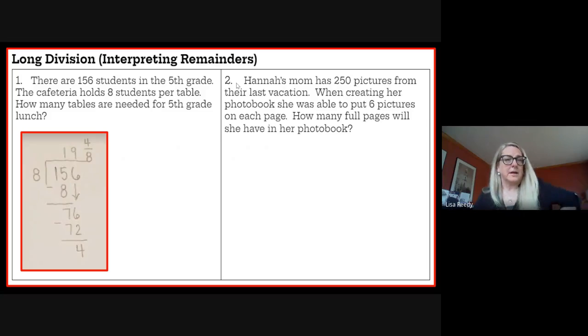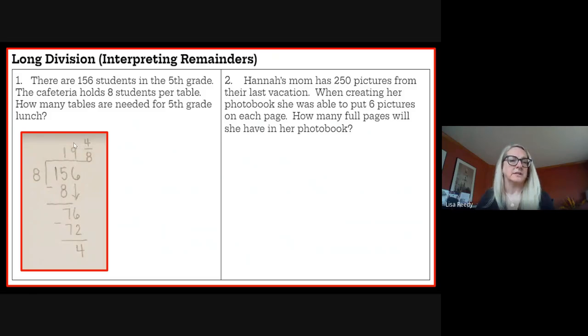All right, so there are 156 students in the 5th grade. The cafeteria holds 8 students per table. How many tables are needed for 5th grade lunch? So I'm taking 156 students and dividing it by 8 because there's 8 people per table. And what I get when I do this is 19 4/8. And many of you put in 19 1/2. But when you think about it, you can't have 19 1/2 a table. We don't have half tables. So you have to figure out what all of the numbers that we have here are giving you.